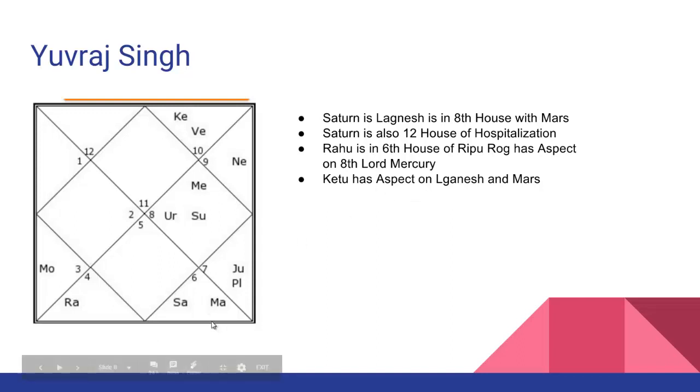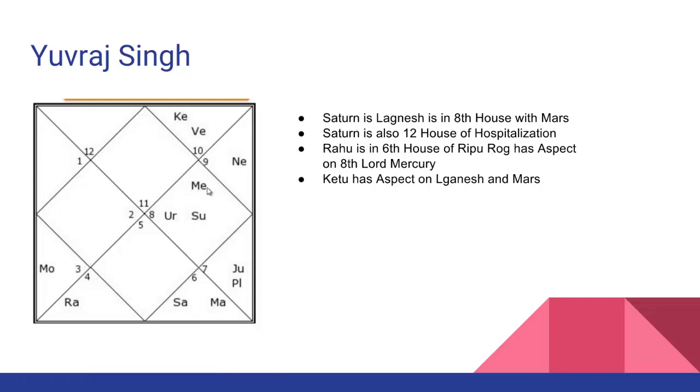And if you can see, there is a Parivartan Yoga of Mars and Mercury here. Okay, so they are exchanging houses, so they are building a connection. So Mercury is the 8th lord, and Mars, which is blood, is there in the 8th house of chronic disease. Okay, and Lagnesh is also there in the 8th house.